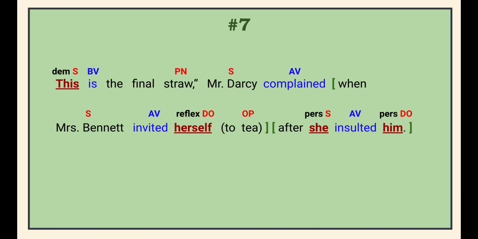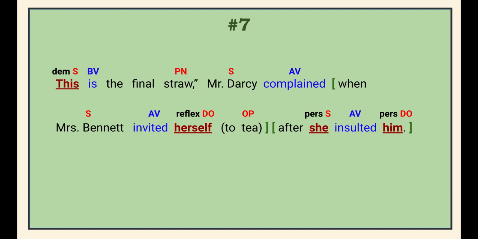Number 7. This is the final straw, Mr. Darcy complained when Mrs. Bennet invited herself to tea after she insulted him. Our verbs are is, which is a be verb, complained, an action verb, invited, an action verb, and insulted, our final action verb. Our first pronoun is this. It's demonstrative, and it's acting as the subject of the be verb is.